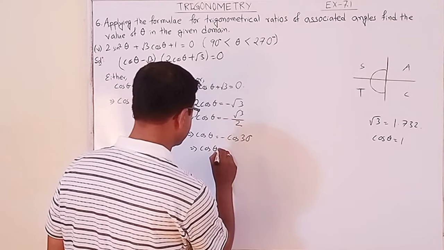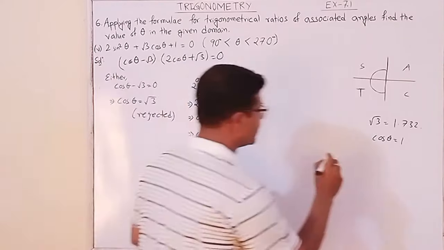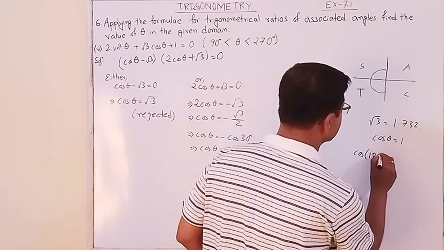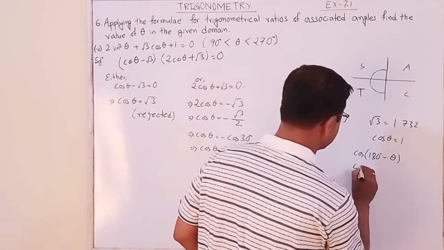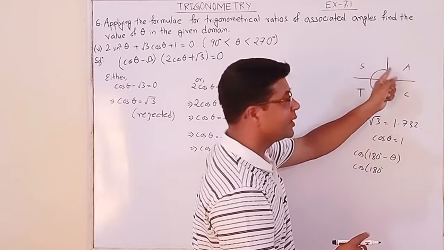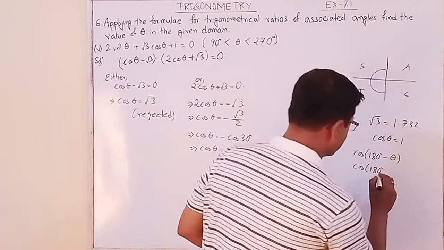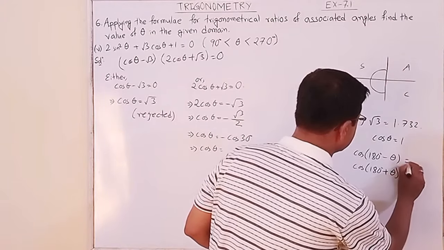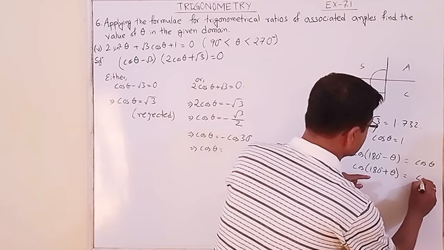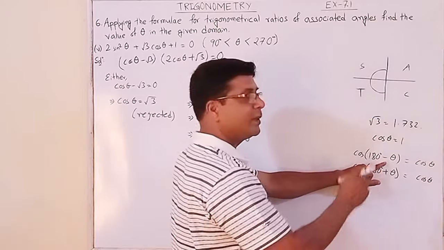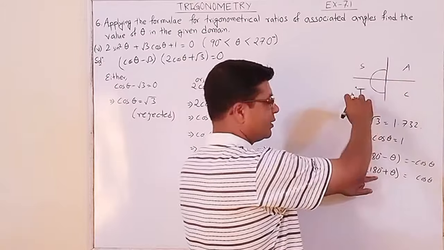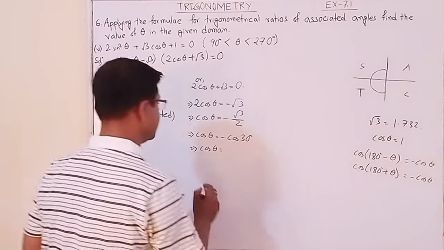Now let us move to the second quadrant. How can we get the second quadrant in terms of cos? Second quadrant is 180 minus theta, and 180 plus theta is the third quadrant. Since this is 180, cos will remain as cos. Now 180 minus theta, in the second quadrant it is negative. 180 plus theta, in the third quadrant it is also negative.